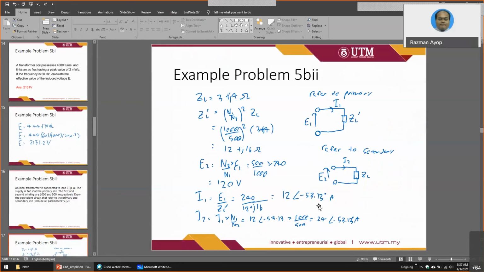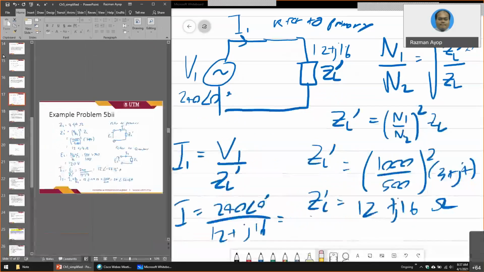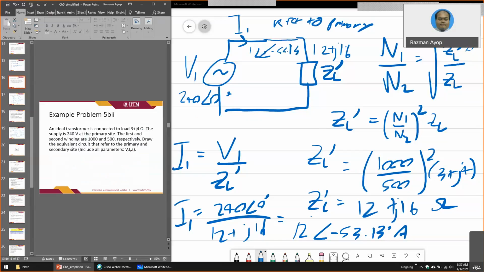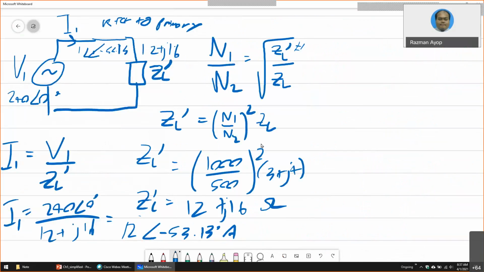You get 12 angle negative 53.13 degree ampere. So this is I1. So you get here 12 angle negative 53.13. Okay, that is referred to the primary. And the question asks you to refer to primary and secondary. So you have to show both.